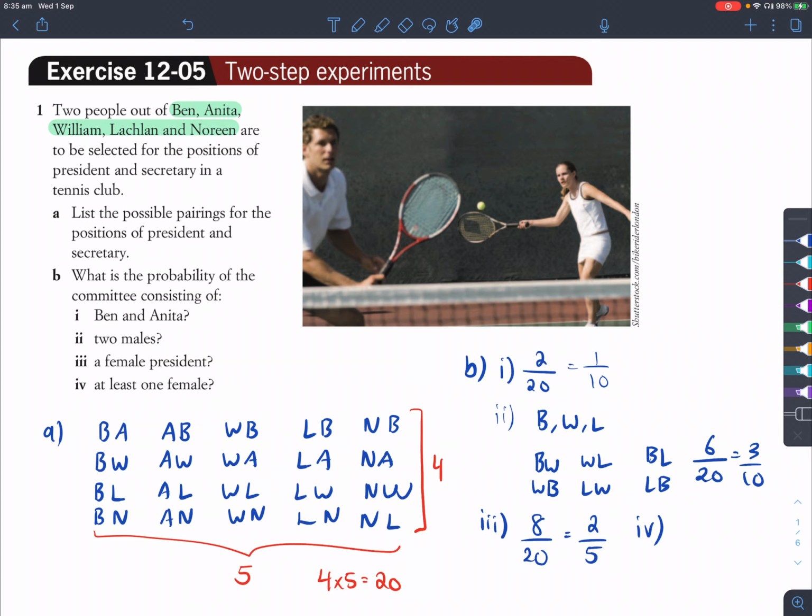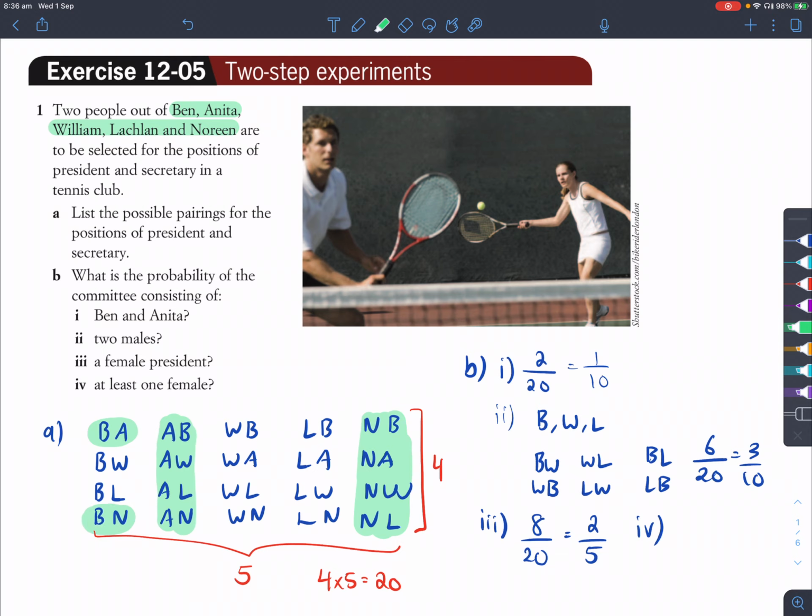So if you want at least 1 female, you either want A or N in the group. So obviously these 2 columns where Anita and Noreen are the presidents, they have at least 1 female in there because the female is the president. So now let's have a look at which ones have A or N. Okay, so I'm just going to go down the list. If it has A or N there, then I'm just going to highlight them.